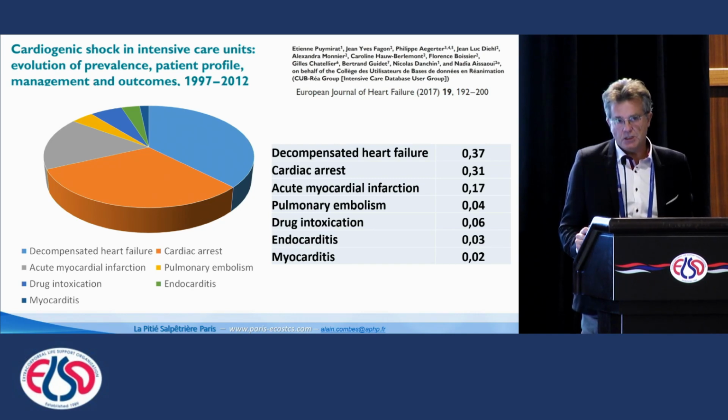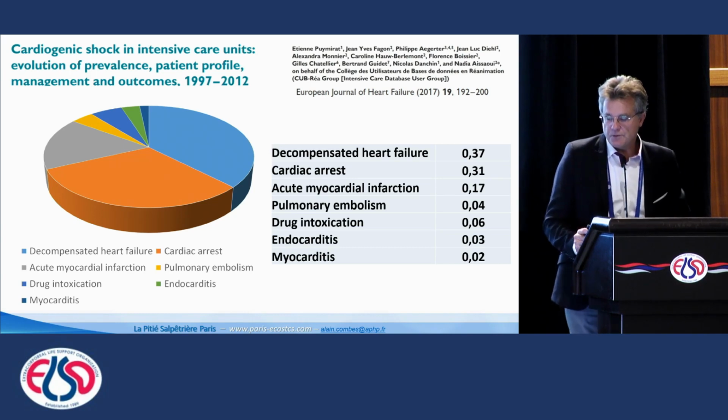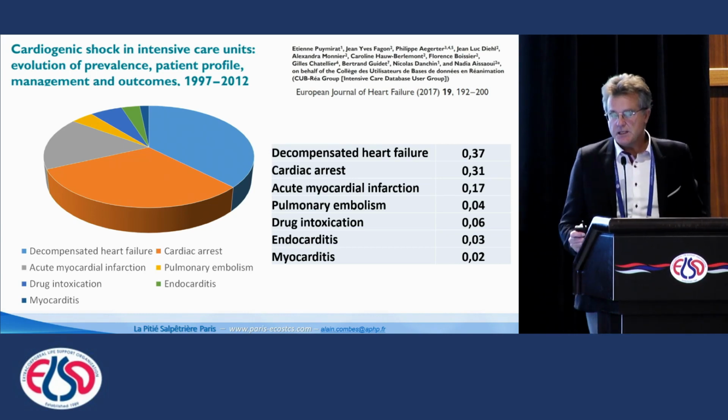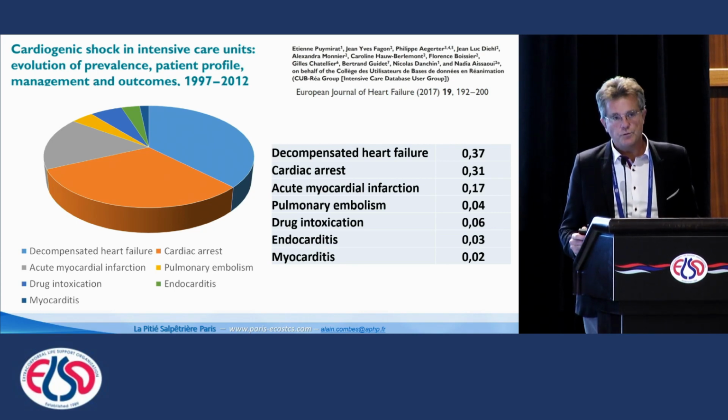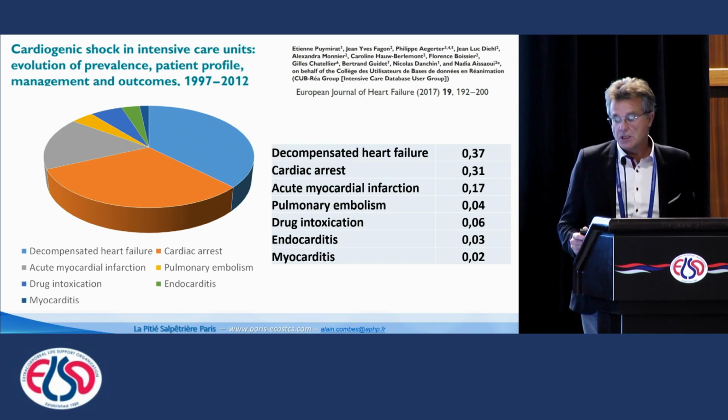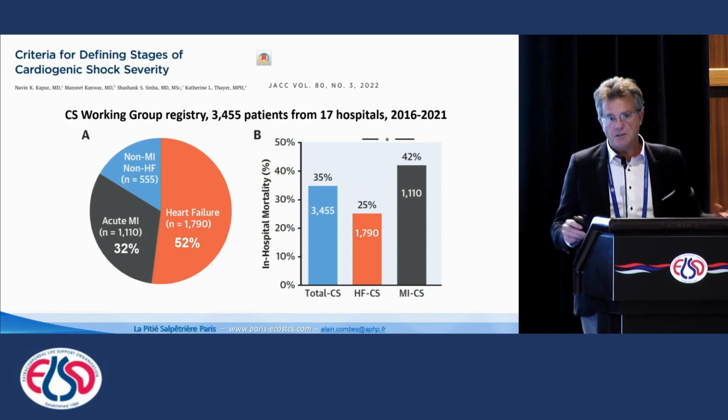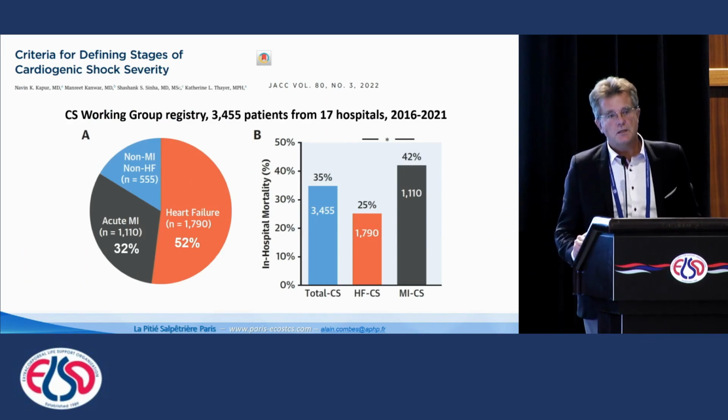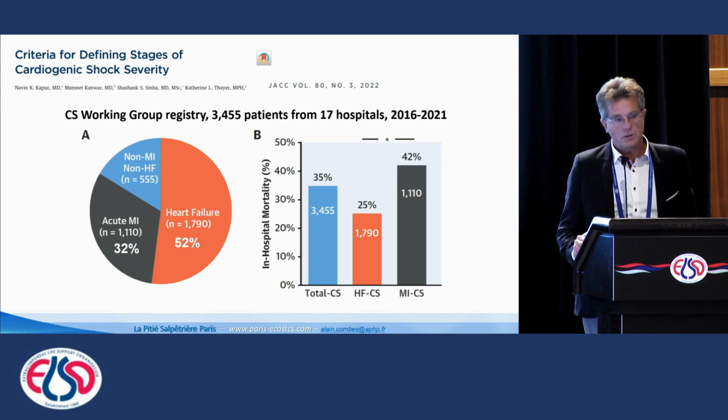This is a study conducted in France on an administrative database showing that, in terms of frequency, the most frequent ones were patients who had decompensated heart failure. Second etiology was cardiac arrest, and in that series, in ICU patients, acute MI was the third one with 17%. It might be a little bit different when the cardiac ICUs are concerned.